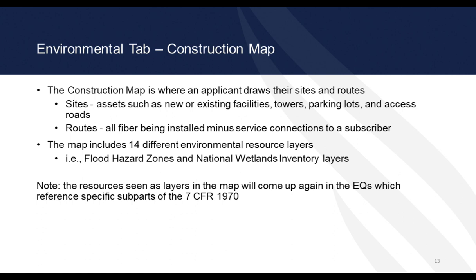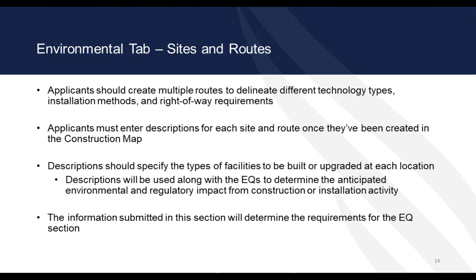The map includes 14 different environmental resource layers, such as flood hazard zones and national wetlands inventory layers, which will inform the environmental questionnaires process. Applicants must understand that the resources their project intersects with will impact how you fill out the EQs. In addition, the depth of detail in the project description will also inform the environmental review process. And you should note that the resources seen as layers in the map will come up again in the EQs, which reference specific subparts of 7 CFR 1970.